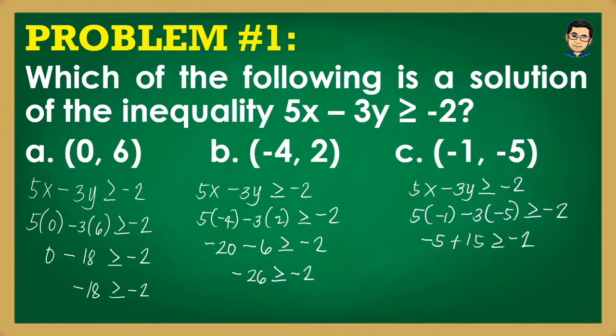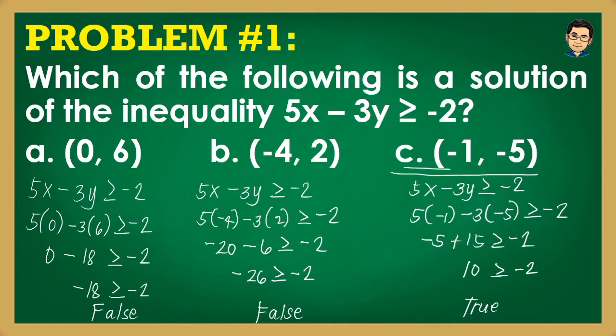So that is 15 minus 5, 10, is greater than or equal to negative 2. So looking at the answers, sa letter A natin, is negative 18 greater than or equal to negative 2? This is false. And then for letter B, negative 26 is greater than or equal to negative 2. This is also false. And then lastly, 10 is greater than or equal to negative 2. Of course, 10 is a positive integer and negative 2 is a negative integer. Therefore, this is true.